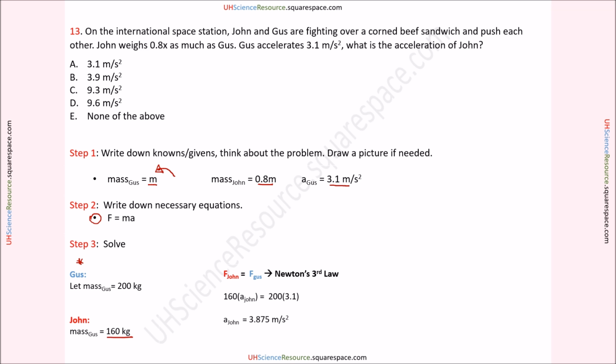And when we do that, we can fill in the equation, since we know that force is equal to mass times acceleration. We know the mass of John is going to be 160 from our assumption, and the mass of Gus is going to be 200. And since we're given that the acceleration that Gus has is 3.1, we can then solve for the acceleration that John has. If we do that, we find that John's acceleration is 3.875 meters per second squared. Looking at our answer choices, that's going to be answer choice B as our correct answer.